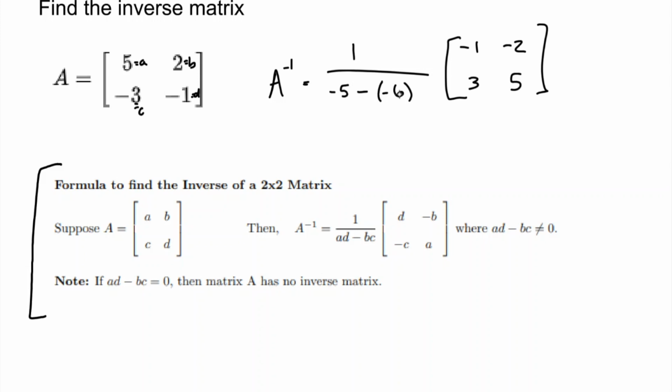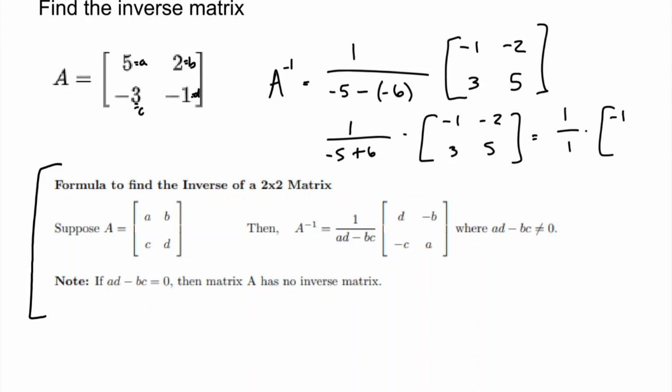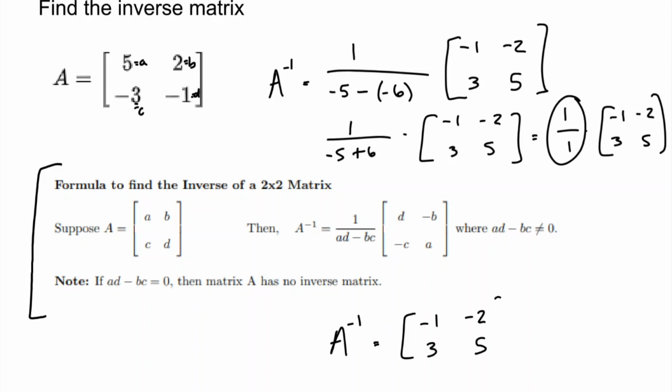Now 5 minus negative 6, that is the same as 1 over negative 5 plus 6 times the matrix negative 1, negative 2, 3, 5. Now negative 5 plus 6 is 1, so this becomes 1 over 1 times this matrix. But 1 over 1 is just 1. 1 times anything is itself. So my A inverse is just the matrix negative 1, negative 2, 3, 5.